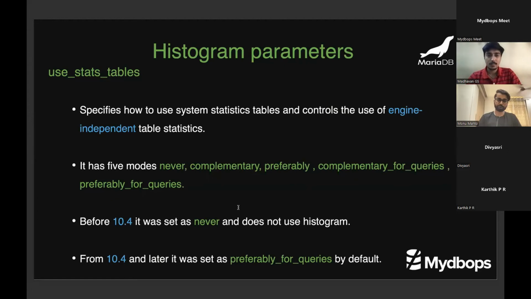Before 10.4, it was set to never, meaning it doesn't use any histogram or table statistics; the optimizer will not use anything to frame the execution plan. From 10.4 onward, it is set to preferably for queries by default, which will use the table statistics while framing the execution plan.